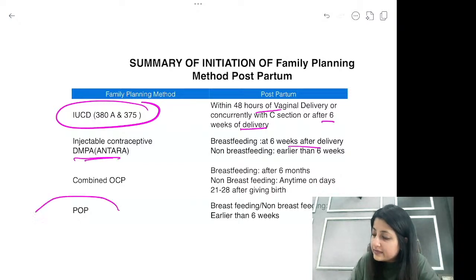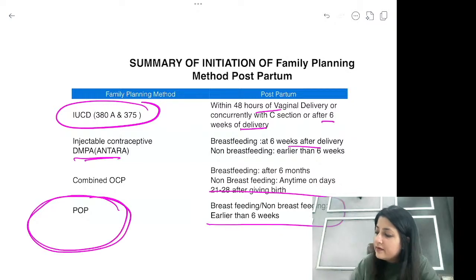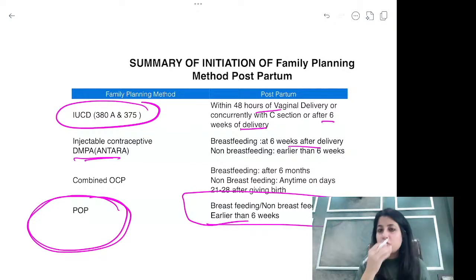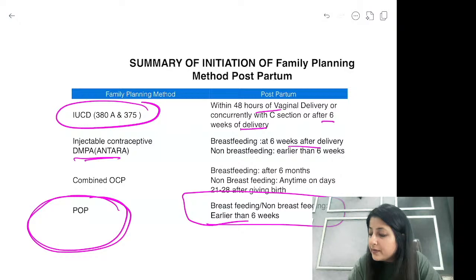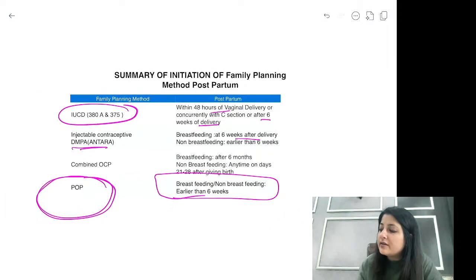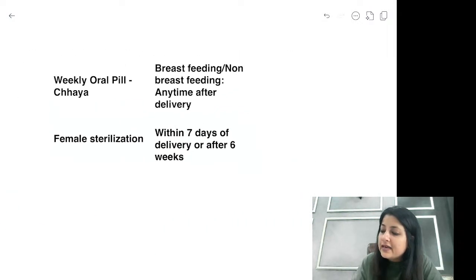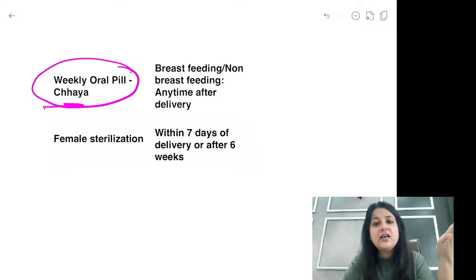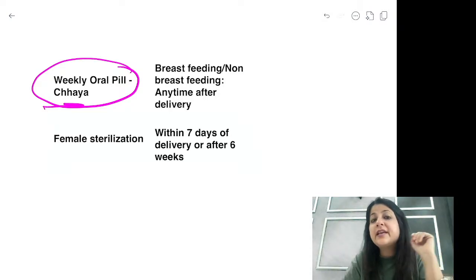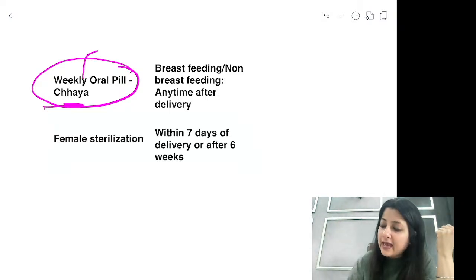But look at this, progesterone only pill is very important, that's our choice. If a 48-year-old woman comes to you and says give me a contraceptive pill, then progesterone only pill. Another newer contraceptive available, guys, is the weekly oral pill Chhaya. Breastfeeding or non-breastfeeding, any time after delivery. So after progesterone only pill we can go for Chhaya. What is Chhaya?